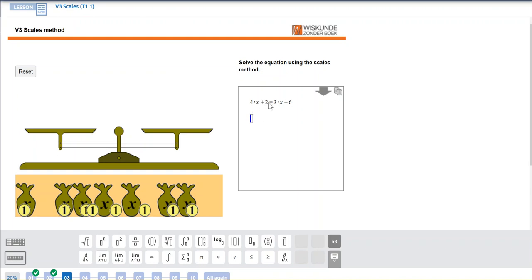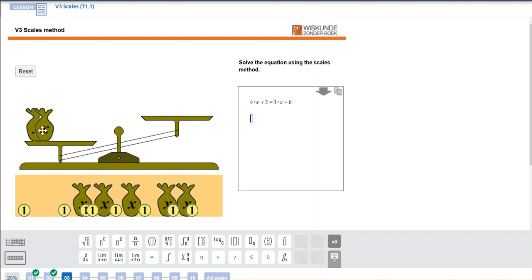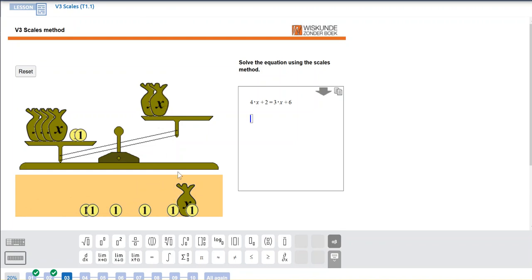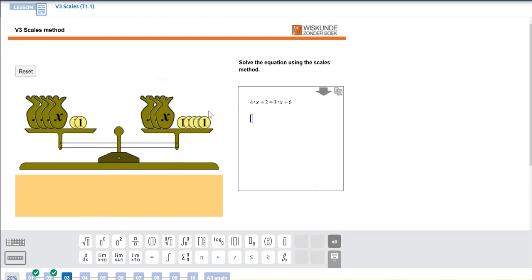On the left hand side we see 4 times x plus 2. So we can put 4 bags of marbles on the left hand side. 1, 2, 3, 4. That represents 4x. And plus 2 means that we have to put 2 loose marbles here. On the right hand side we see 3x plus 6. So we put the 3 bags of marbles on the scale, as well as 6 loose marbles that all weigh 1, 4, 5, and 6. And as you can see, the scale is in balance right now.